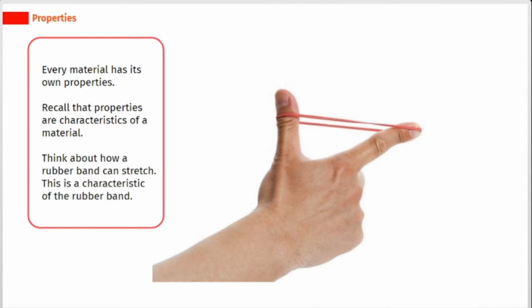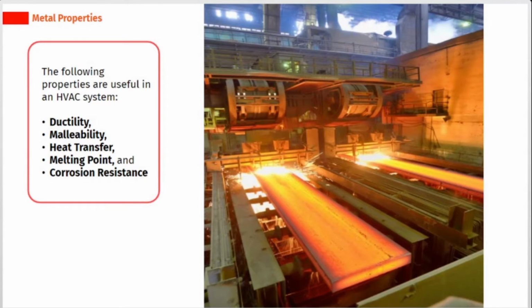Every material has its own properties. Recall that properties are characteristics of a material. Think about how a rubber band can stretch. This is a characteristic of the rubber band. The following properties are useful in an HVAC system: ductility, malleability, heat transfer, melting point, and corrosion resistance.